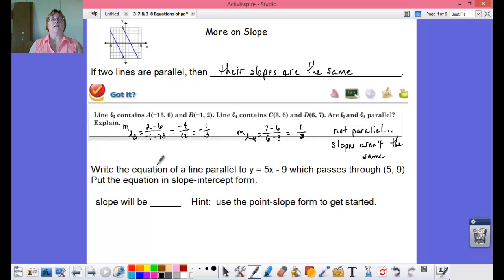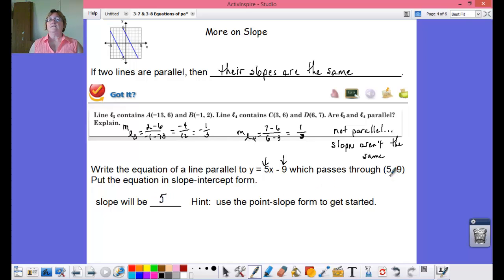Now we want to kick it up a notch, as is often the case. In this activity, you're going to be asked to write the equation of a line that's parallel to this line, but which goes through the point 5, 9. And our job, it says, is to put the equation in slope-intercept form. Well, folks, if we are going to be parallel to this line, then we need to have the same slope. So if you would pick the slope out of this line, it's either 5 or -9. Which is it? It's the one with x. The slope is going to be 5.